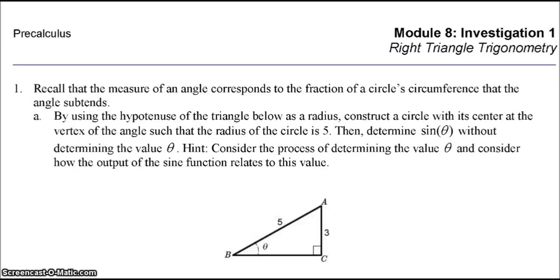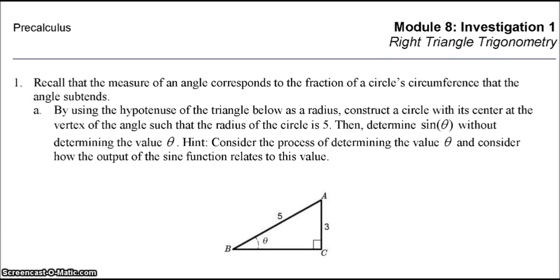Module 8, Investigation 1, Right Angle Trigonometry. Recall that the measure of an angle corresponds to the fraction of a circle's circumference that the angle subtends. By using the hypotenuse of the triangle below as a radius, construct a circle with its center at the vertex of the angle such that the radius of the circle is 5. Then determine sine of theta without determining the value theta.